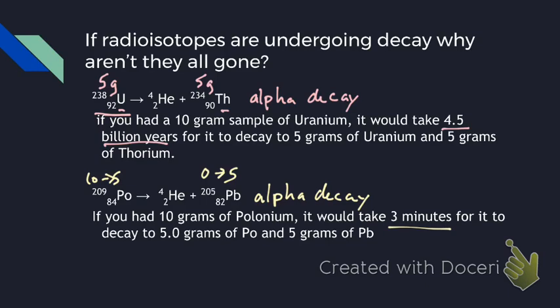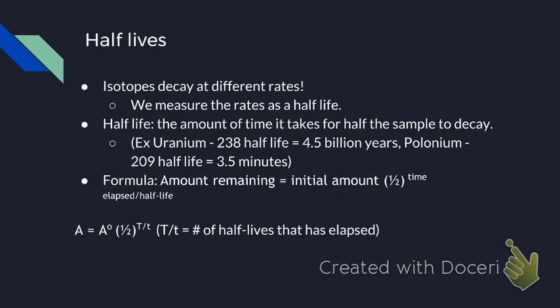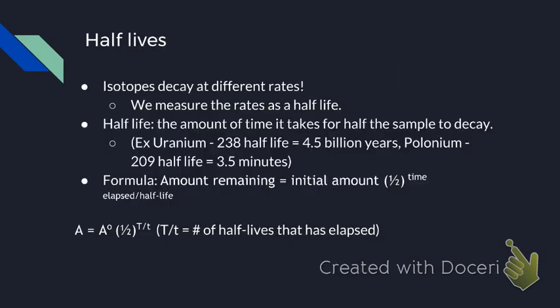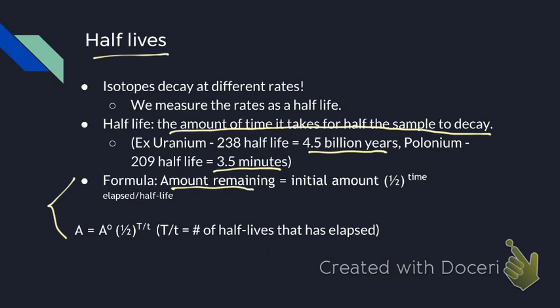So we measure this decay using what's called half-life. And the definition of half-life is the amount of time it takes for half the sample to decay, okay? And just like we said, uranium-238's half-life is 4.5 billion years, whereas polonium is about 3.5 minutes. There is a formula, and you can go ahead and copy it down, to calculate, for example, the amount remaining or the initial amount.